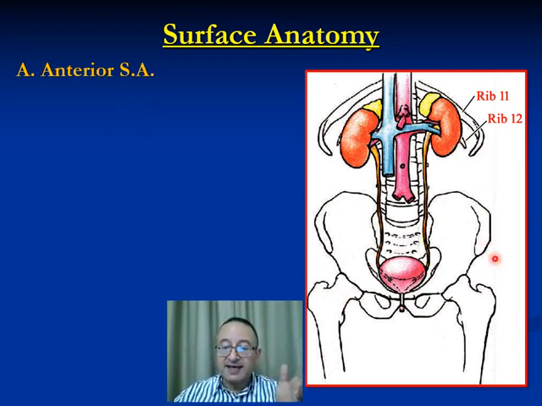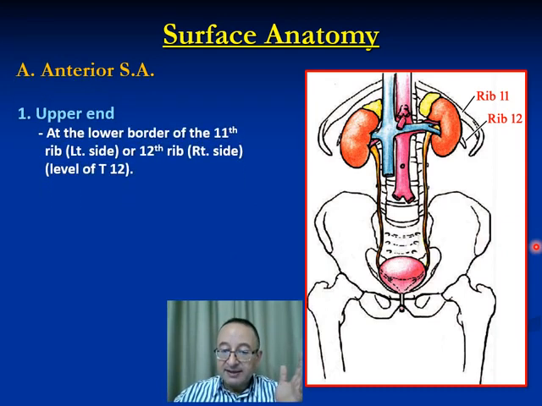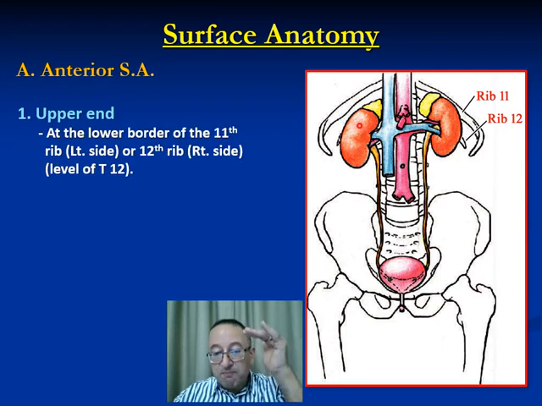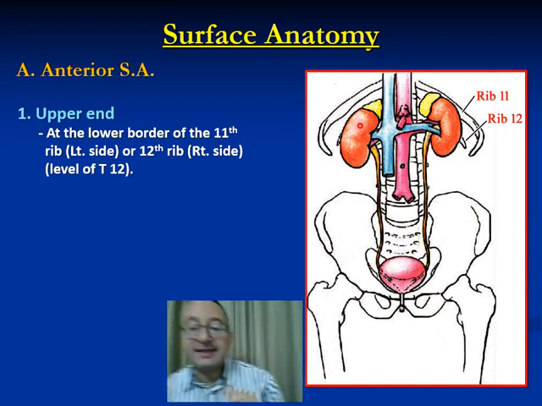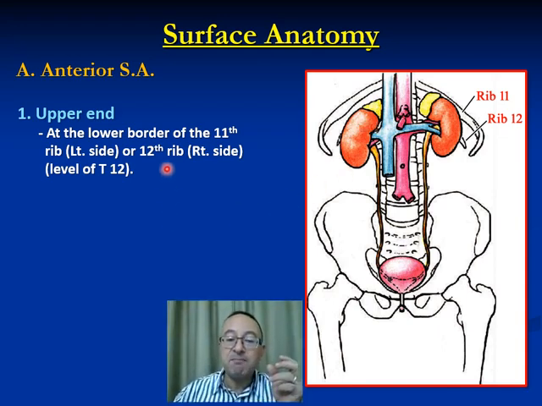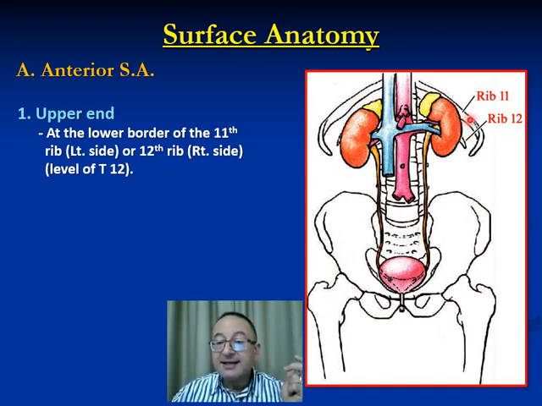Concerning the anterior surface anatomy, I have to talk about the upper end. I notice here the right kidney is slightly pushed downwards due to the presence of the largest abdominal organ, which is the liver, so it is related to rib number 12. If I compare it with the left side, the left kidney's upper end is related to the 11th rib.